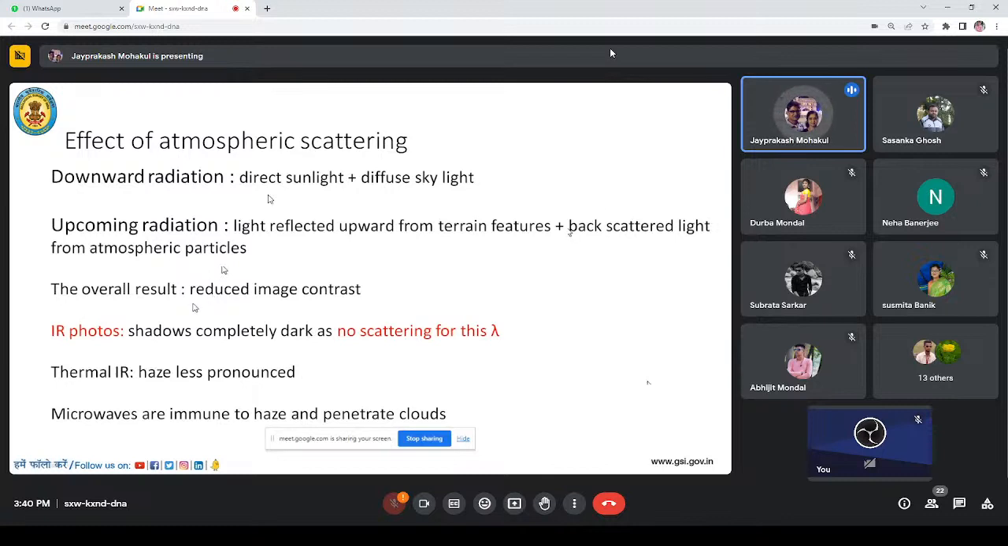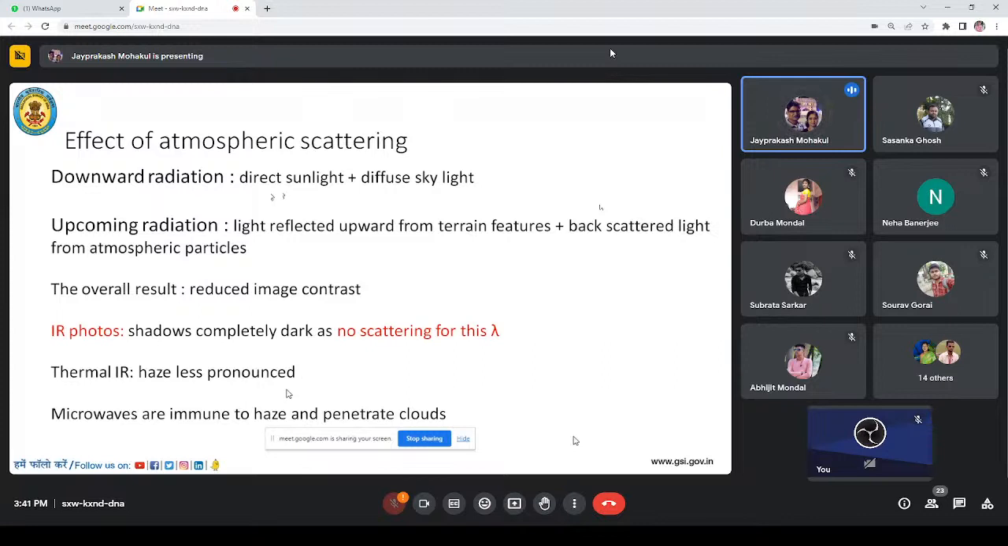The overall result is reduced image contrast, and in infrared photographs shadows are completely dark as there is no scattering for this range of wavelength. In infrared, you don't have much scattering. So in thermal infrared, haze is less pronounced. Microwaves are immune to haze and penetrate clouds, right?